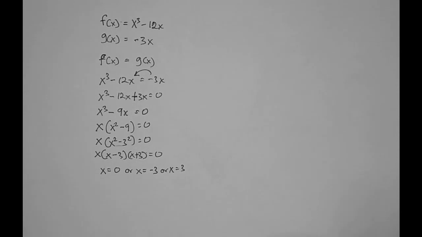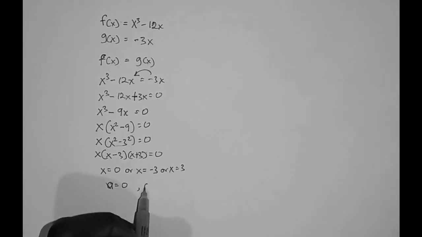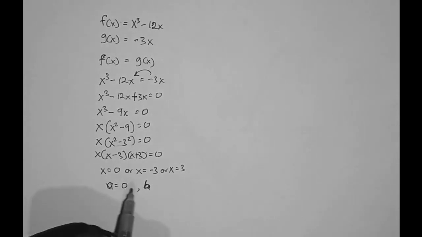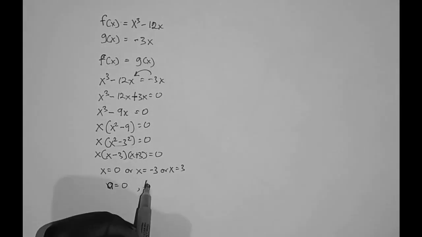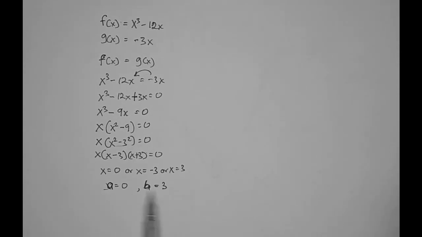But then we are told in the question that x is less than 0. So it means that the graph is being shifted along the positive x-axis. And since it is being shifted along the positive x-axis, then the limits are a equals 0, which is the lower limit, and then the upper limit b is equal to positive 3. So we are going to take an integral from 0 to positive 3.